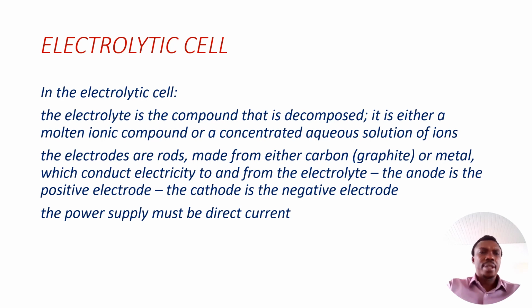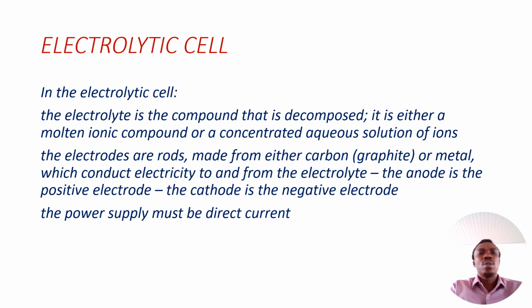So in an electrolytic cell, what happens? The electrolyte is the compound that is decomposed, the ionic compound that is decomposed. It is either a molten ionic compound or a concentrated aqueous solution of the ions. So we have the electrolyte. It is the substance that you pass electricity through and it dissociates, decomposes or breaks down into its component ions, because it is in a molten state or in solution.